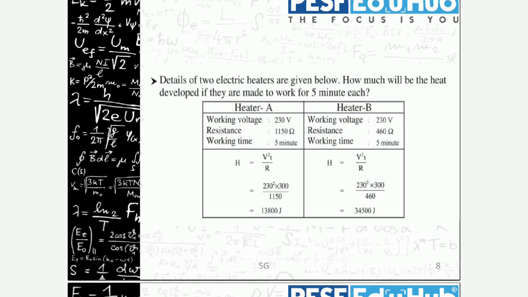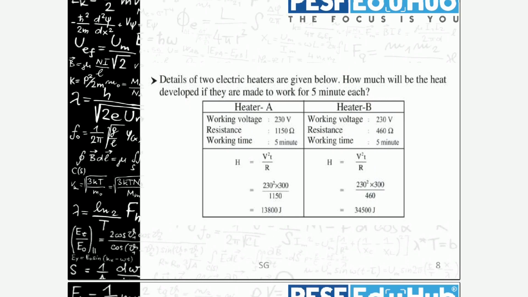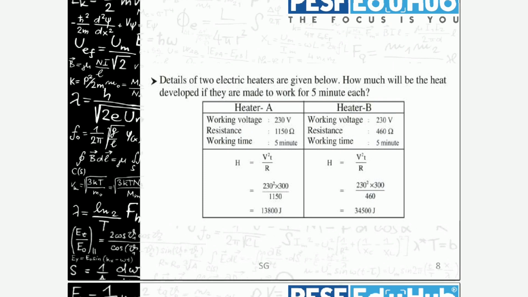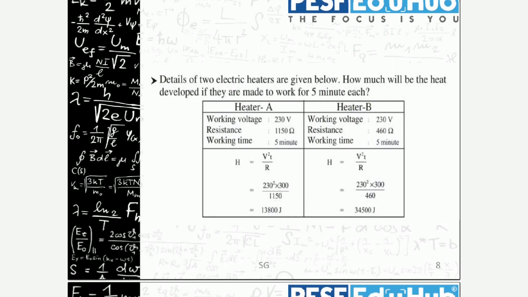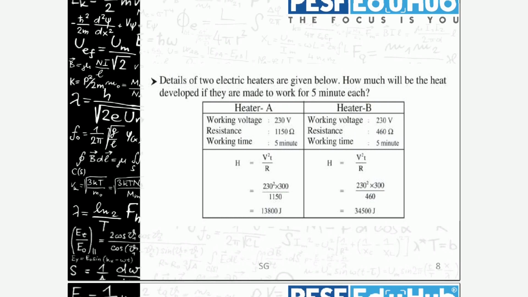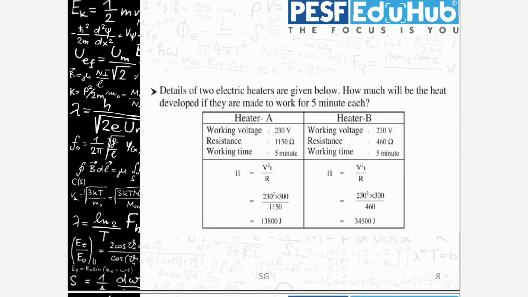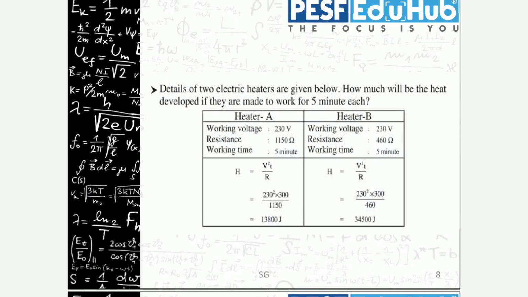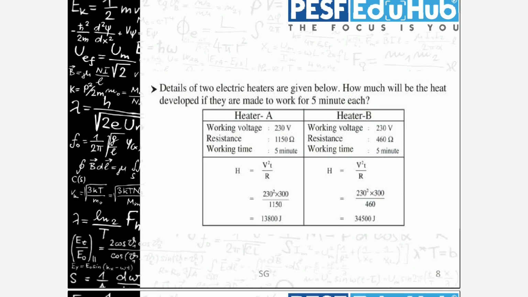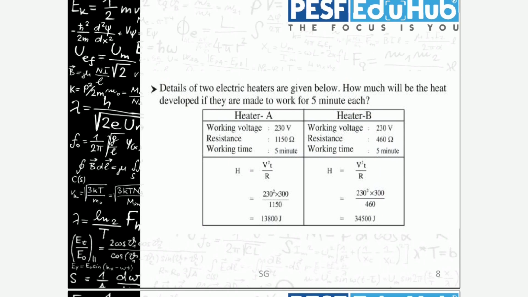I am finding the heat. H is equal to V square by R into T. So for the first heater, H is equal to 230 square into time 5 minutes. You just convert it into seconds, we will get 300 seconds, divided by resistance 1150 ohm. So we will get 13800 joule. In the same way, for the second heater B, H is equal to V square divided by R into T. So 230 square into 300 divided by 460 is the resistance. Then we will get a heat of 34500 joule.